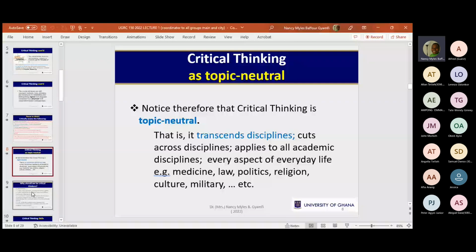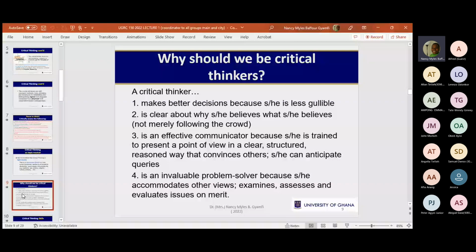Why should we be critical thinkers? It helps us make better decisions because we are not gullible. You don't swallow everything that is coming. When they say it, oh, okay, then you do? No. A critical thinker asks questions. Even in faith, they ask questions so they can have reasoned faith. A critical thinker is an effective communicator. It's an invaluable problem solver.